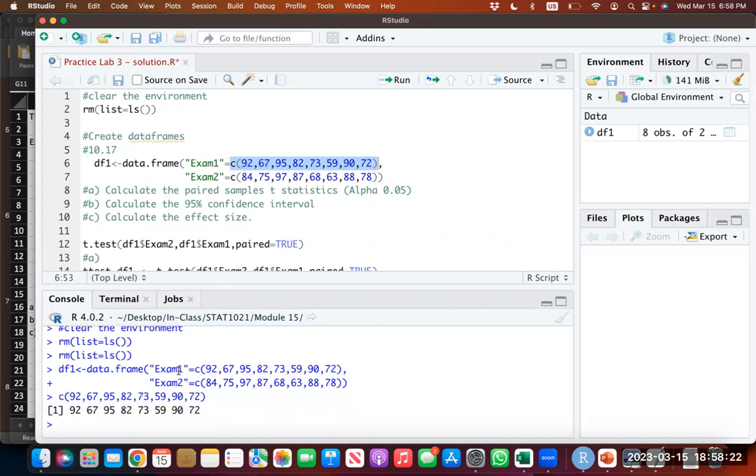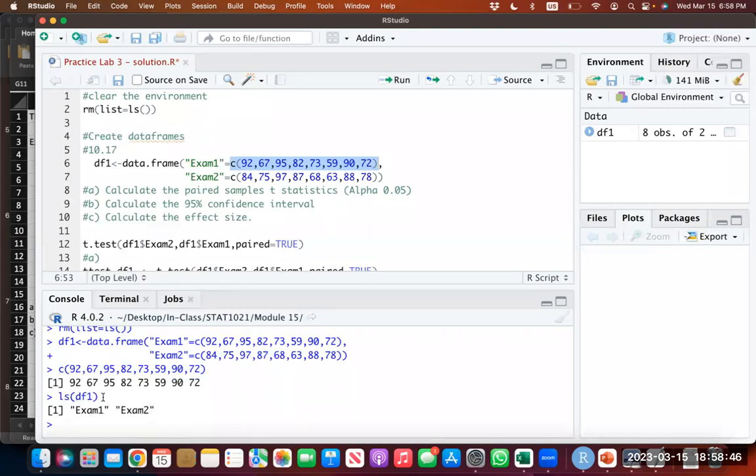So all that you're basically doing is you have this list of numbers, that's the c and the bracket. It tells R, hey, there are a bunch of numbers coming. So these numbers are packed into this variable. This is how you create a data frame, a data frame with two variables, exam1 and exam2. And if you inspect df1, you get exactly that.